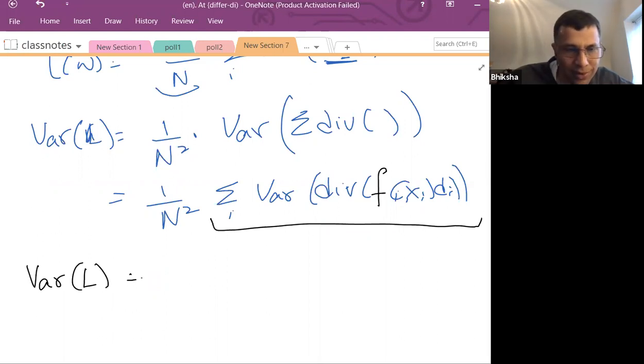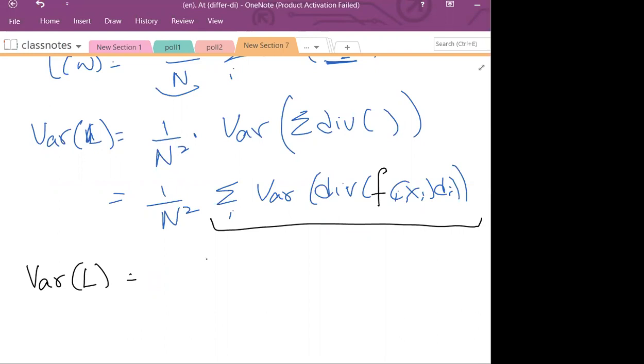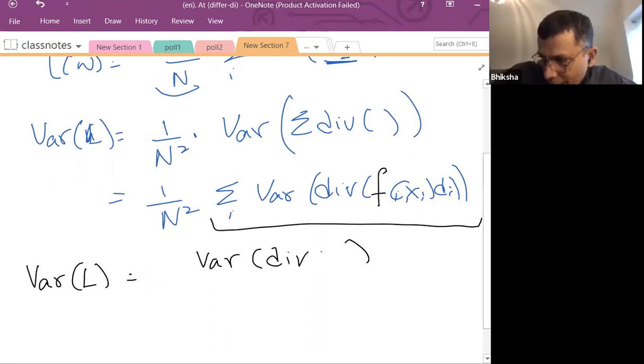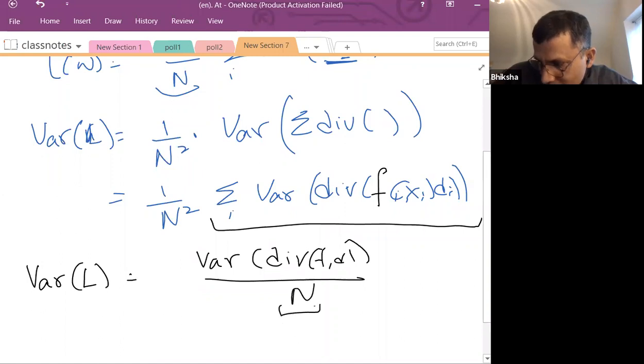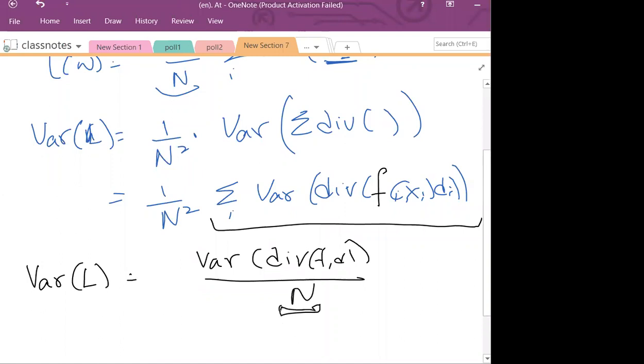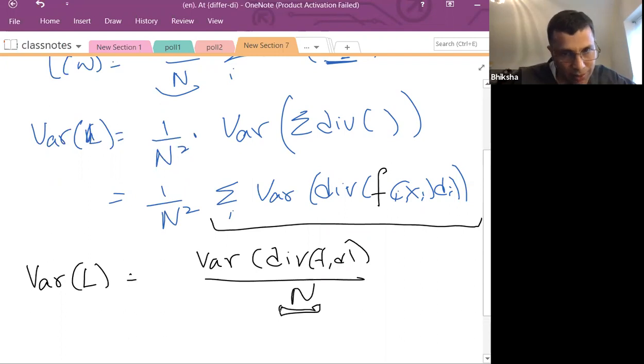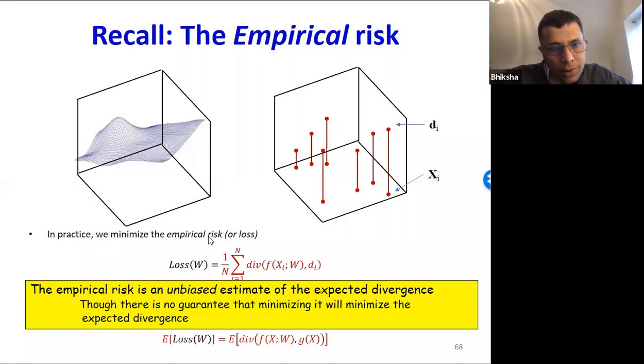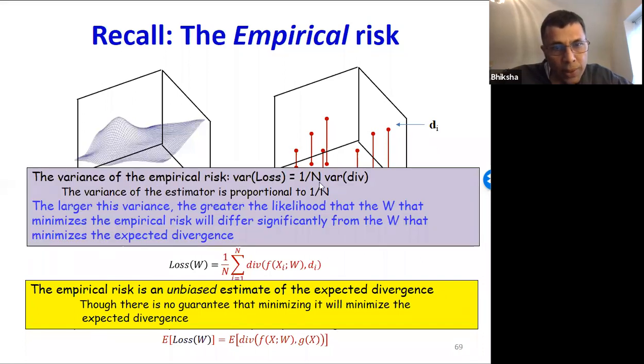Waiting, guys. So it's 1 over n times the variance of the divergence. Exactly. It's 1 over n times the variance of the divergence. And what is n? N is the size of the batch, the number of training instances, right? And so the variance of the empirical risk is 1 over n times the variance of the divergence itself. It's proportional to 1 over n.